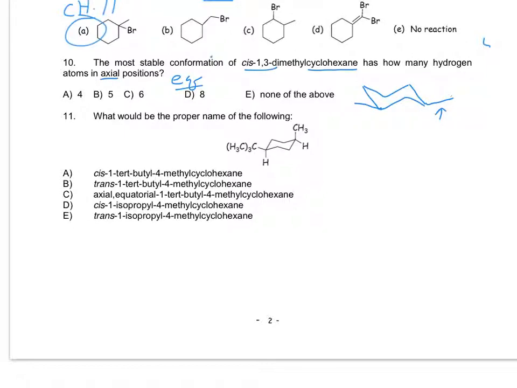cis-1,3-dimethylcyclohexane. So how many hydrogens here are in axial positions? Well, I haven't taken up any axial positions with my 2 methyls. And that leaves 6 axials. And let's put those in red. I'm not going to put the H's on there. And of course, every cyclohexane has 6 axial positions. They're not always containing hydrogen, although in this case they are. So we would answer 6 because our 2 methyls are both in equatorial positions.